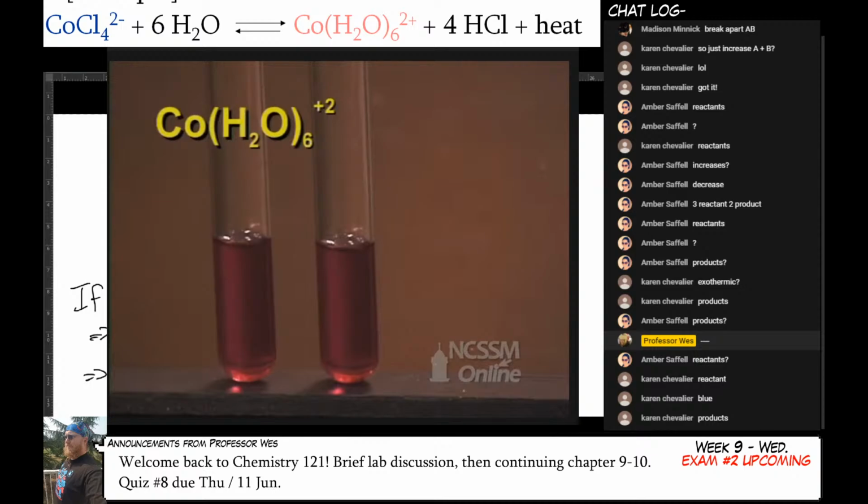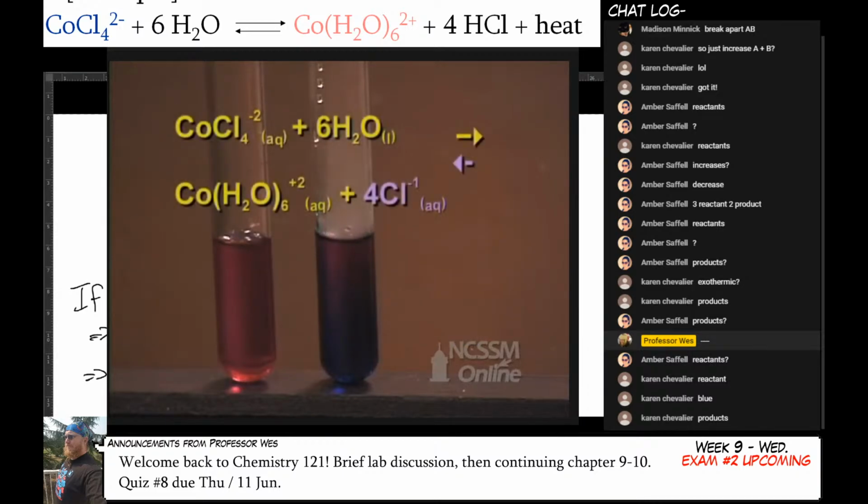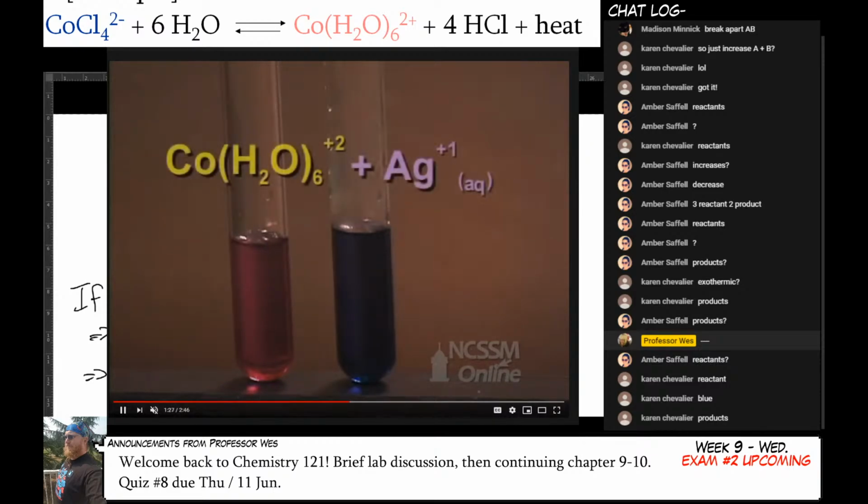Alright. We're going to do a different experiment here now. I'm going to add HCl to turn it blue. And then we'll mix it really quickly. And we've already seen this one. But now what I'm going to do is add silver to it. What the heck? Silver doesn't even show up in the reaction. How does this do anything?